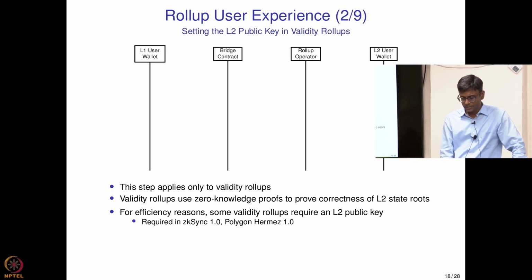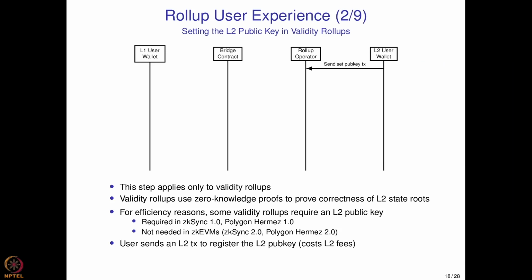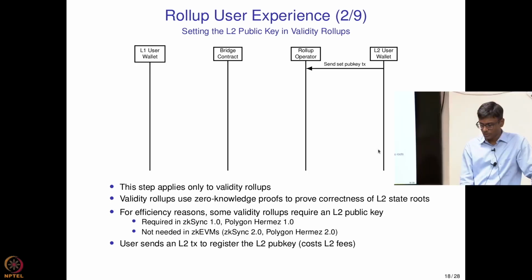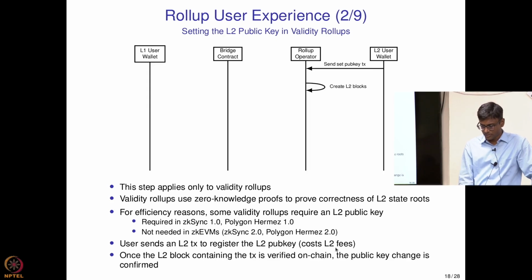So this kind of extra onboarding step is required in ZK Sync 1.0 and Polygon Hermes 1.0. It is not needed in the ZK EVMs, which are the general purpose validity rollups. So what is the setting up involved in? The layer 2 user wallet will send a set public key transaction, and this costs layer 2 fees, not layer 1 fees, which is much lower. And then once the block is confirmed, then the public key change is confirmed.